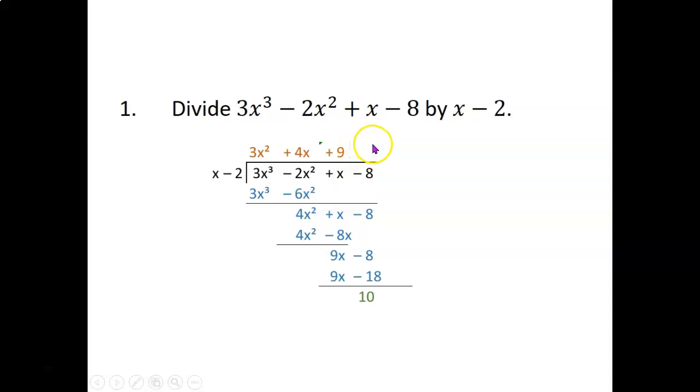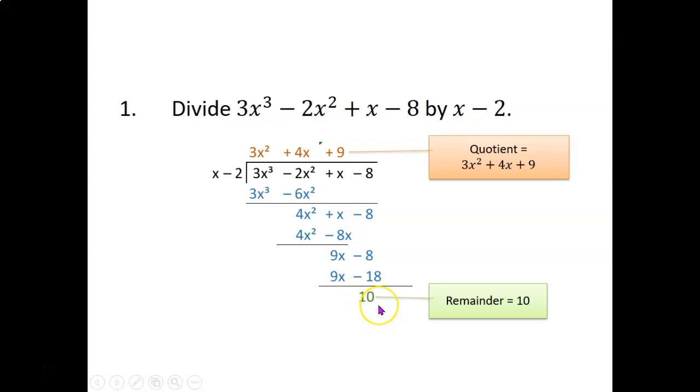And I'm done. I can't go another step because I can't multiply anything times x and get just 10. So I'm done with the division. What I got up here at the top is the quotient, 3x squared plus 4x plus 9. And the number that I ended up with down here is the remainder, 10.